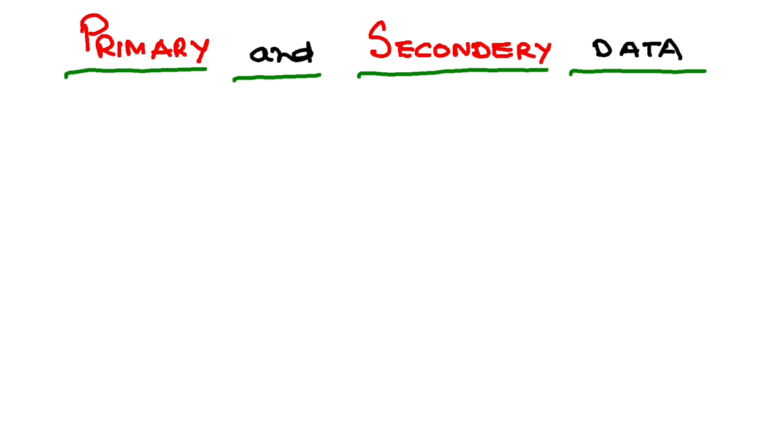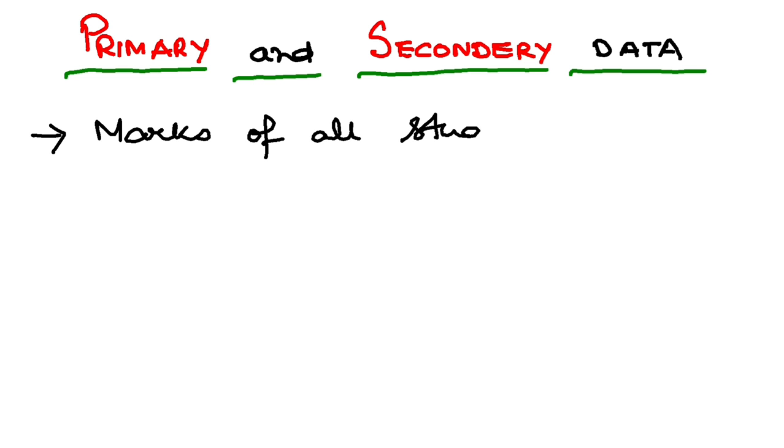To understand the difference between primary and secondary data, let us first analyze the situation. Suppose you want to know the marks of a student in a class. So let's say there are 50 students in a class, and you want to know the marks of all 50 students. Tell me, what will you do to collect the data? You can follow two ways broadly.